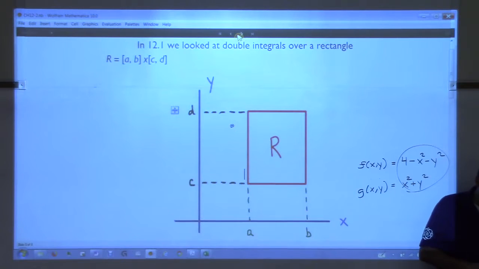So let me see here for 12.1. Just make sure you're not going to run into that problem.